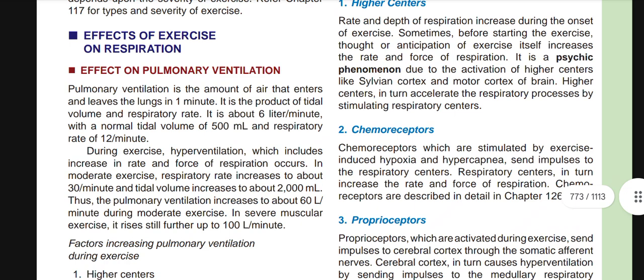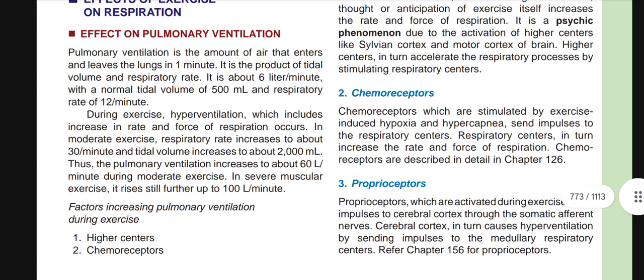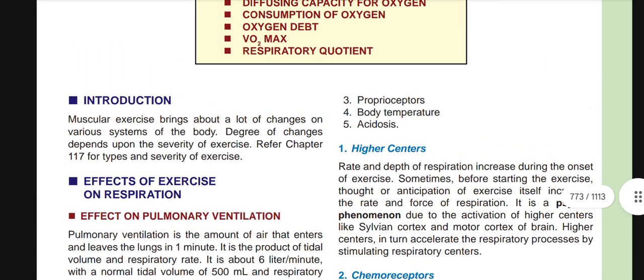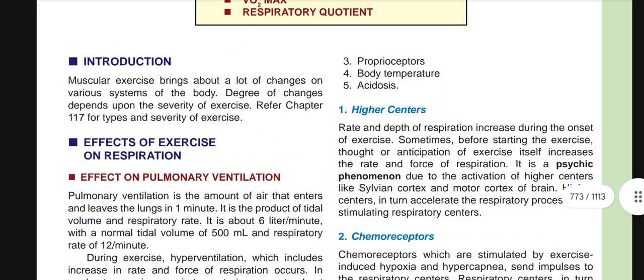In moderate exercise, respiratory rate increases to about 30 per minute and tidal volume increases to about 2000 ml. Thus, the pulmonary ventilation increases to about 60 liters per minute during moderate exercise, and in severe muscular exercise, it rises still further up to 100 liters per minute. Factors which increase the pulmonary ventilation during exercise are higher centers, chemoreceptors, proprioceptors, body temperature and acidosis.